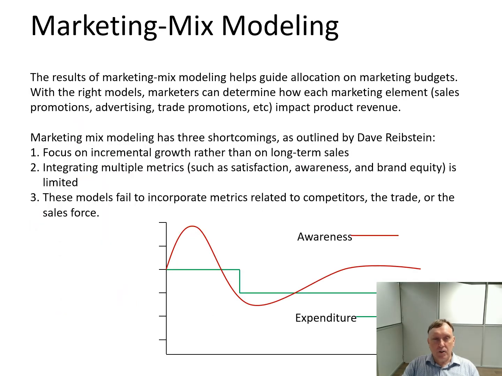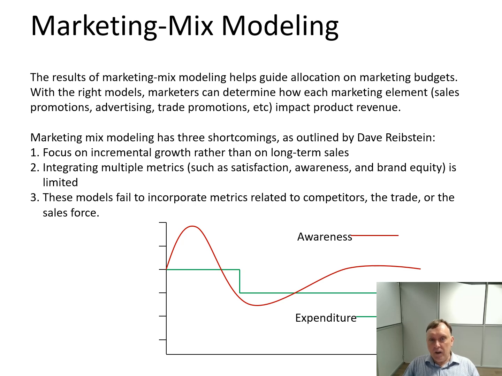Now, the marketing mix model. The results of the marketing mix help us guide allocation of marketing budgets. With the right model, marketers can determine how much each marketing element, in other words, a sales promotion, a particular advertisement or trade promotion, is going to impact the revenue on a particular product. So the amount of money spent advertising a particular product will lead to a certain amount of sales in that product. However, as we say with these things, they're never perfect.